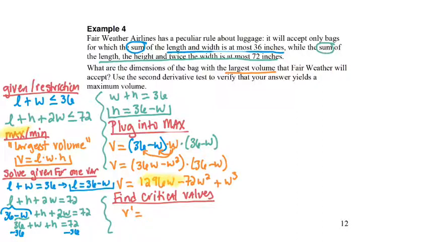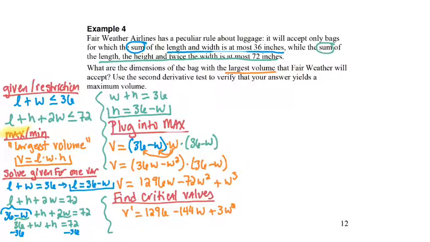So the derivative of 1296W, of course, is just the 1296, minus 72W squared, so negative 72 times 2 is negative 144W, and plus W cubed is just plus 3W squared. So I have my derivative.